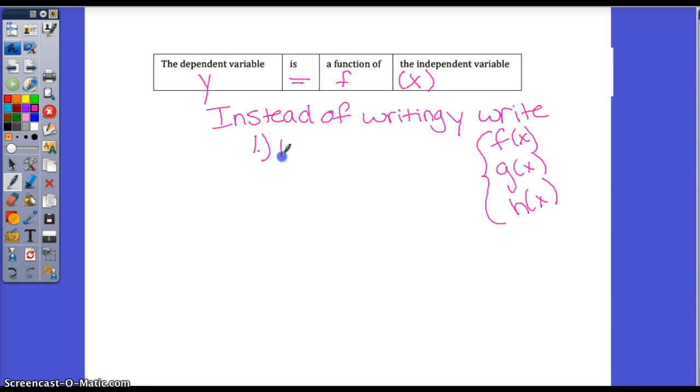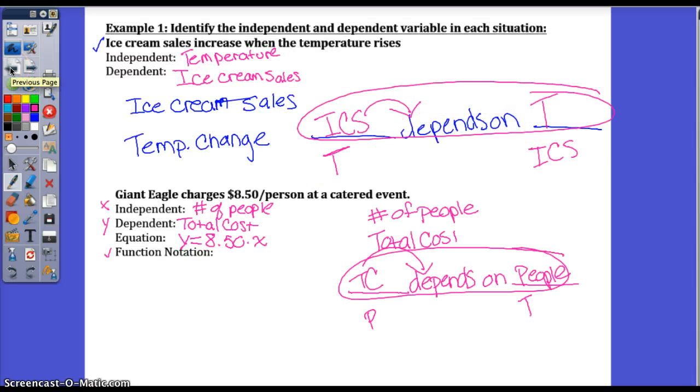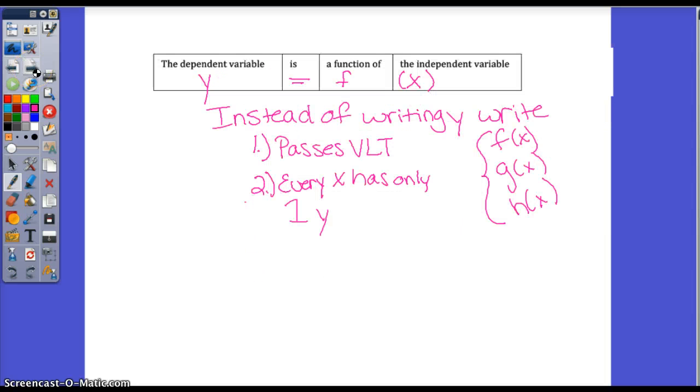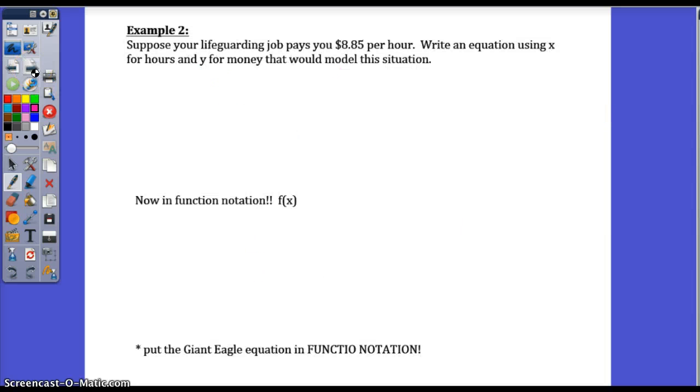You know, number one, that it passes the vertical line test. You also know that every x has only one y. You know so much when something's in function notation. So if I go back to the Giant Eagle equation, instead of writing y equals 8.50x, this is a function, so I would say f of x equals 8.50x. And again, the only thing that changed is instead of writing y, we wrote f of x. It's the same thing.